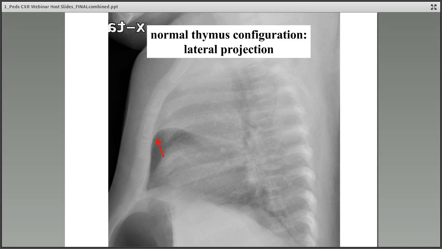On the lateral projection, the inferior border of the thymus is horizontal, as demonstrated here. In the setting of consolidation, the outline of the inferior aspect of the consolidation will be concave. Similarly, with atelectasis, the inferior outline of the atelectasis will be convex.